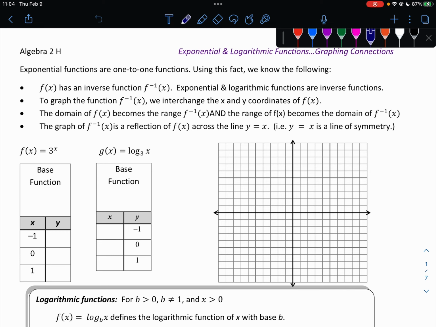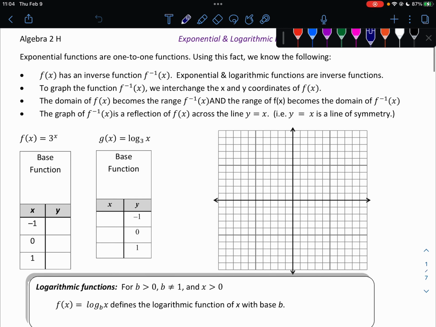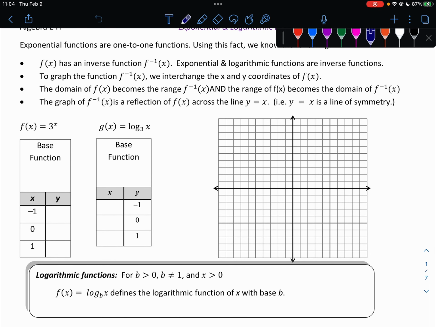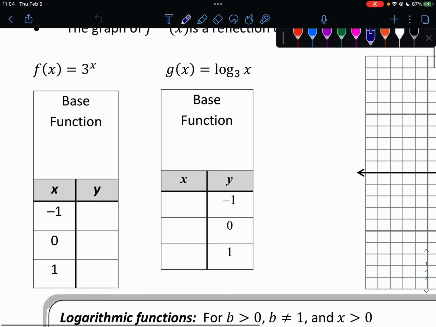To graph the function of f inverse, we exchange the x and y coordinates of f. The domain of f becomes the range of f inverse and vice versa. The graph of f inverse is a reflection of f across the line y equals x, i.e. it's a line of symmetry. Okay? So if I was asked to graph these two functions, let's take a look here.